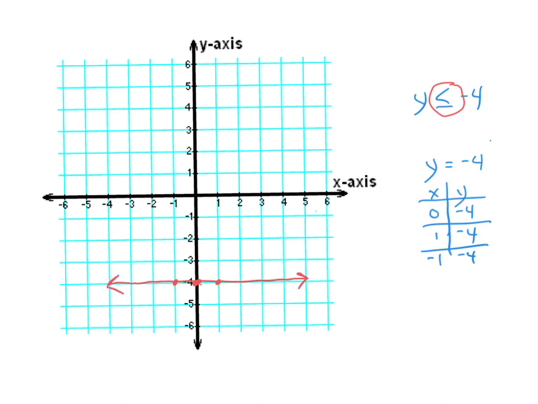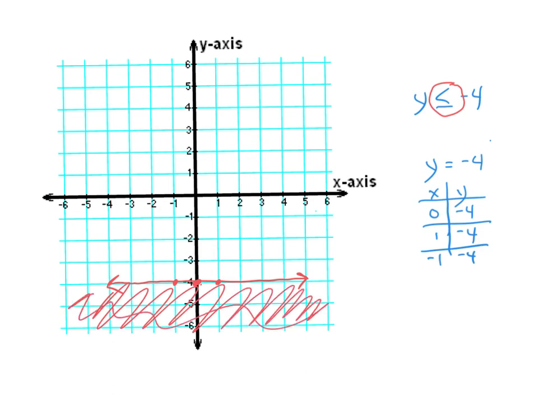Now I just need to figure out what points satisfy this. So I'm going to pick a point. For this particular one, I want y to be less than -4. So if y is less than -4, that means all the points that are smaller than -4, which would be all of these points down here. So any points in here would satisfy this particular inequality.